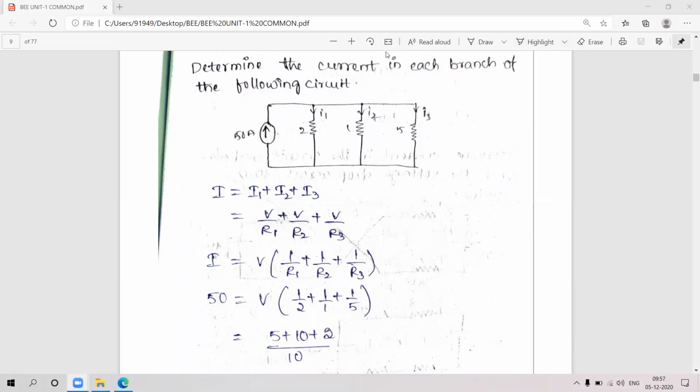So likewise, three currents are flowing, and we know that according to Kirchhoff's current law, that is KCL, the sum of currents entering the node is equal to the sum of currents leaving the node. So here we can say that, wait, no, we can consider whatever the node is there, total two nodes are there. I will show you.